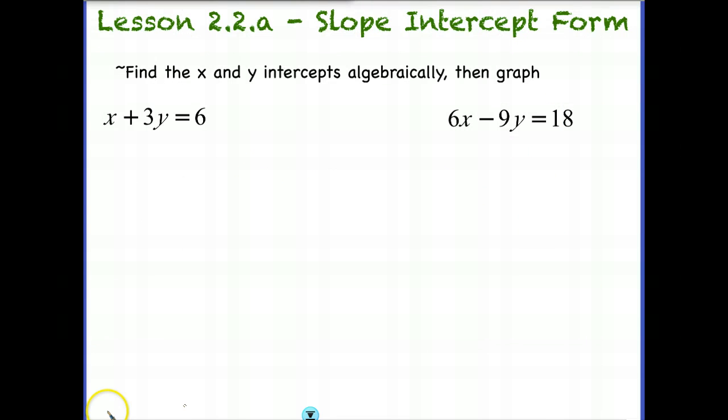Now let's look at finding the x and y-intercepts based on what we talked about. So in this case, remember that your x-intercept has a y value of 0. So the x-intercept, y value equals 0. And for our y-intercept, the x value equals 0.